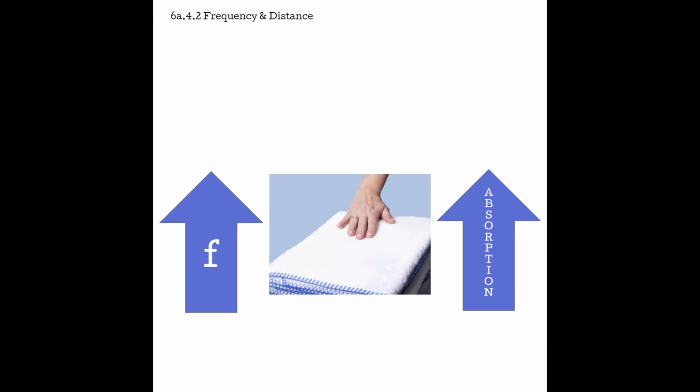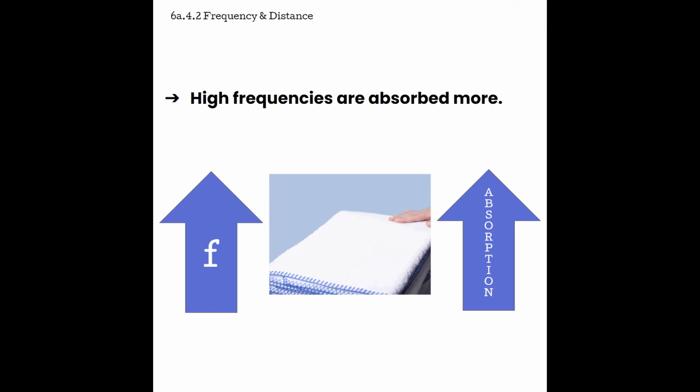Secondly, higher frequencies are going to be absorbed more. High frequencies will cause the particles in a medium to move more. If you think about it, a high frequency wave causes the particles to oscillate more. That means they're moving more, and with more motion, more energy is going to be transferred into heat. So if more of that sound is absorbed, then less sound can be transmitted. This is yet another reason why high frequencies tend to attenuate quicker.